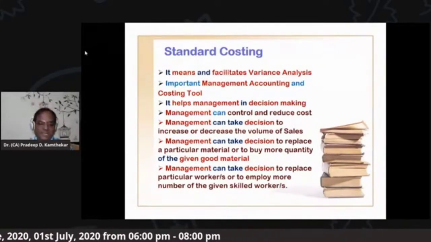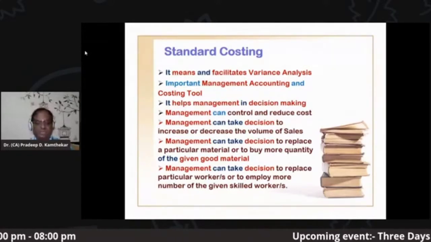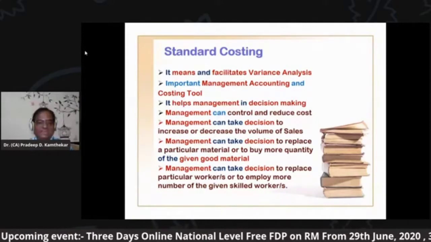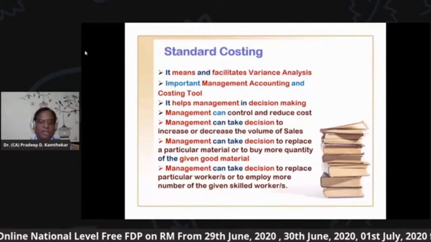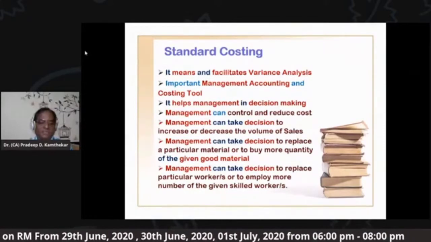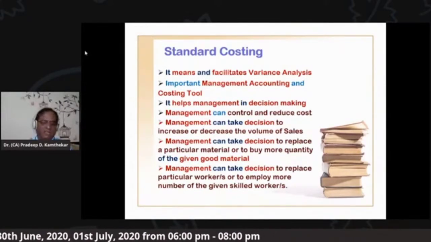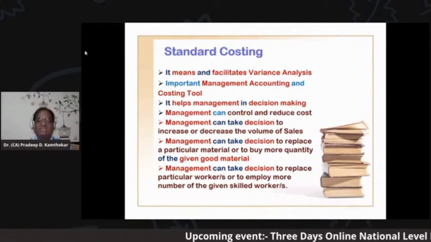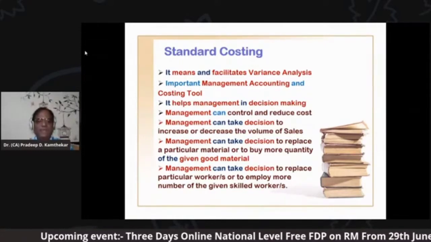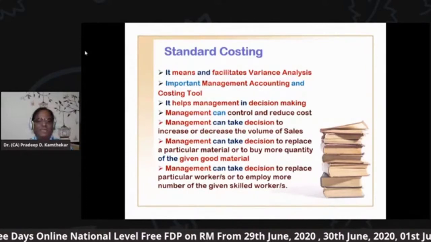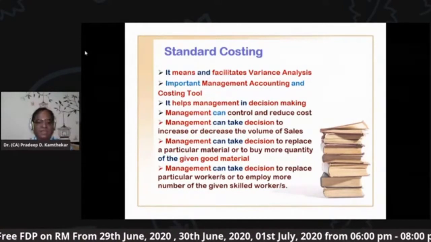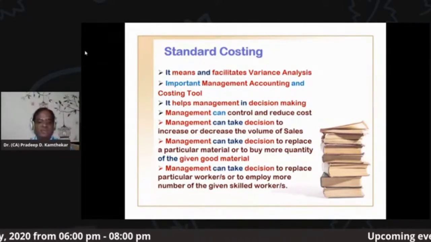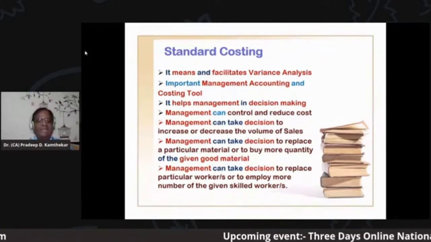So when there's a difference between the estimated cost and the actual cost, one has to reconcile both. What has happened, what has gone wrong, or what has really gone right, so that there is a difference on the positive side or on the negative side. So standard costing is a very important tool in the hands of the management of any business, where the estimated cost, which we call budgeted cost or standard cost, is compared with the actual cost of the goods and services produced, and the difference between the two is analyzed.